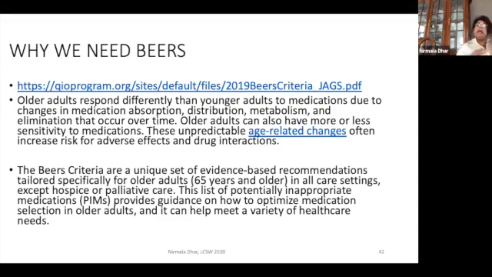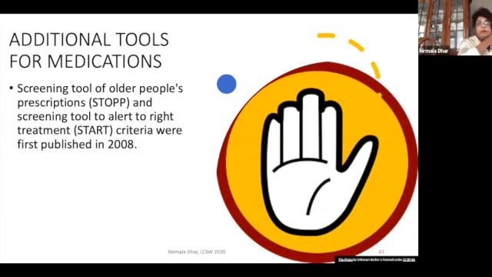Next slide. And there are some other additional tools. One is called STOPP, Screening Tool of Older People's Prescriptions. And the other one is called START, Screening Tool to Alert to Right Treatment. And these were first published in 2008, and you can download them. Just put in STOPP and START criteria, and you can see the two.